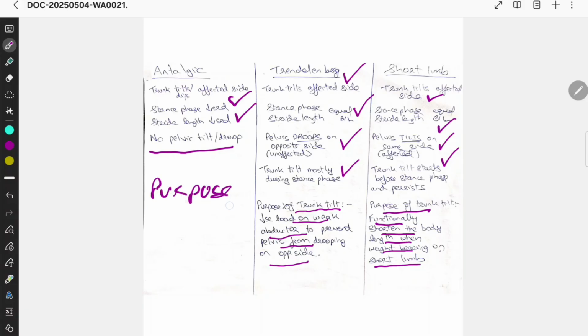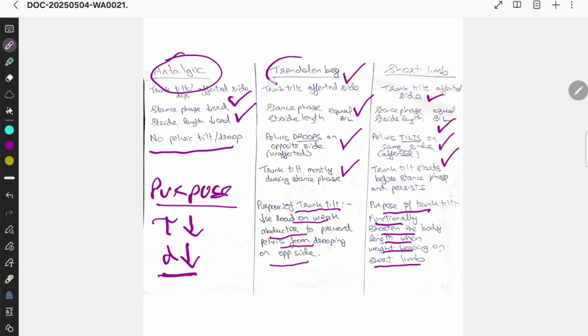So what is the purpose of the trunk tilt? In antalgic gait it is to decrease the momentum, by decreasing the distance. Okay, because the patient wants to decrease the required force or moment for the abductors to decrease the pain. That is the purpose of antalgic gait.